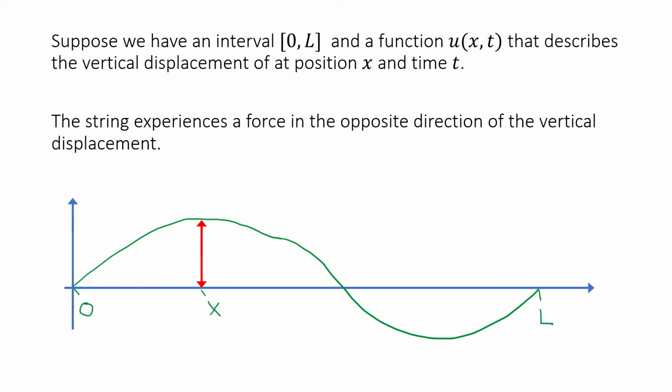Let's say at the endpoints of the interval 0 and L, the string is fixed at position 0, and at some points it's displaced upwards, in which case the function u is positive, and at other positions it's displaced downwards, in which case the function is negative. For example, here at position x, the string is displaced upwards, that is, u(x,t) here is positive.